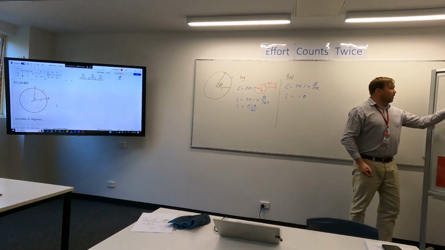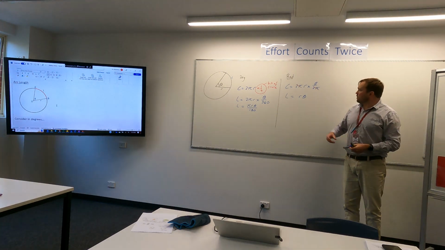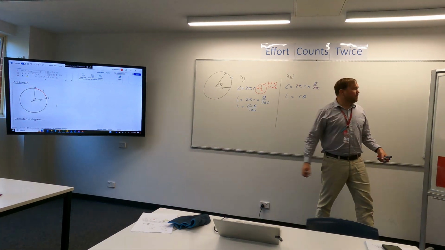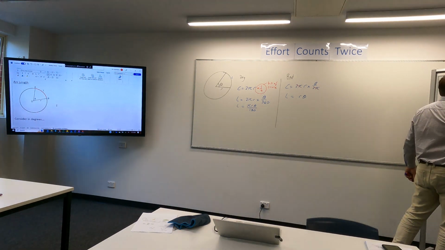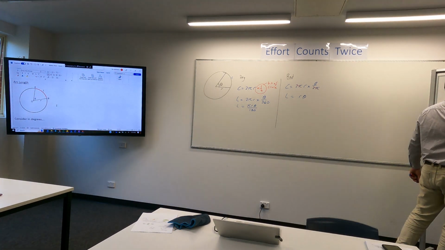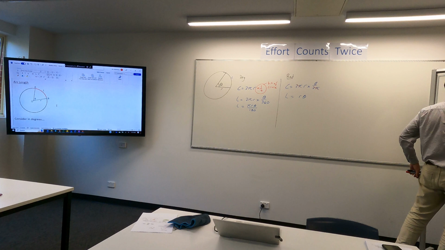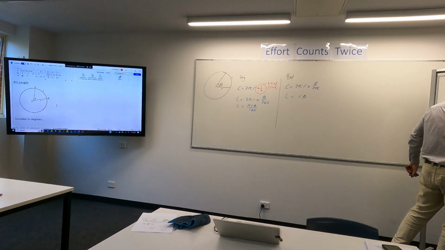The way we do that is, okay, we've been given a degree, so we're not going to use that formula, we'll use that formula. The arc length will be 15 times 30 times pi on 180.